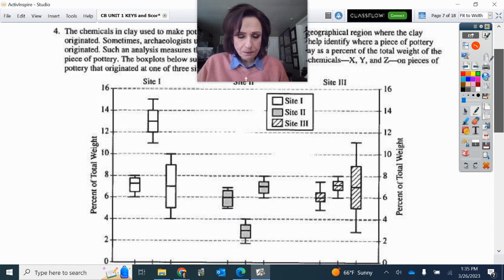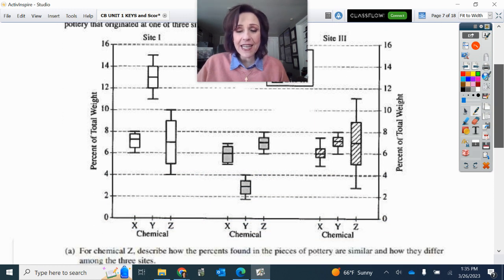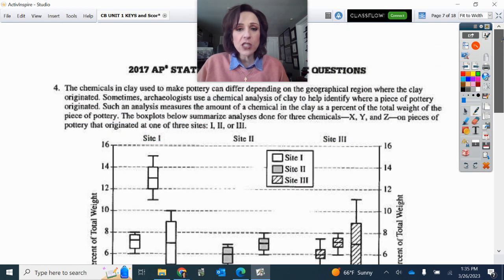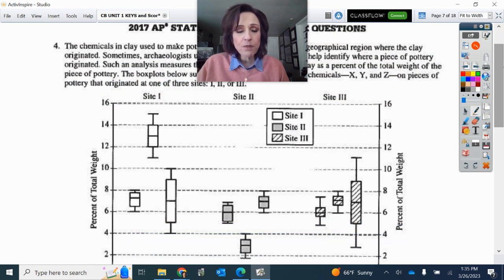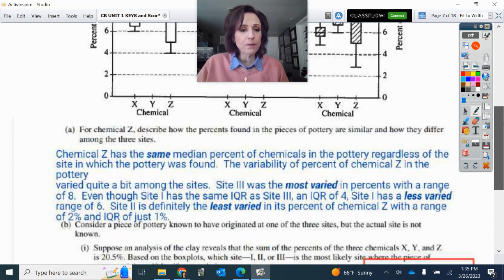So here we go. You have these 3 different sites, and at each site is held pottery. And at these 3 sites, there were 3 different chemicals, X, Y, and Z. And so they were trying to look at a particular chemical in the pottery and then perhaps identify the site that it came from. So here we go.